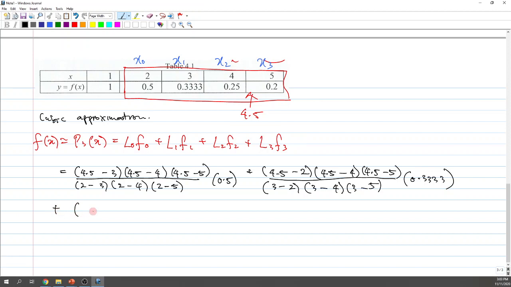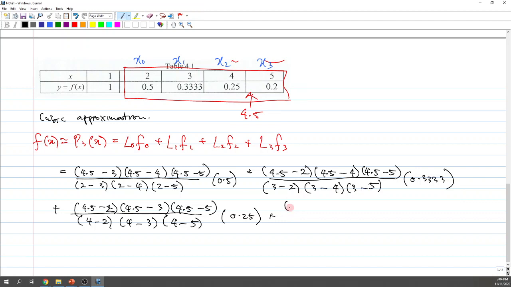Plus the third component, so 4.5 minus 2, 4.5 minus 3, 4.5 minus 5, divided by 4 minus 2, 4 minus 3, 4 minus 5, times 0.25. Plus the fourth component, so 4.5 minus 2, 4.5 minus 3, 4.5 minus 4, divided by 5 minus 2, 5 minus 3, 5 minus 4, times f(x3), which is 0.2.